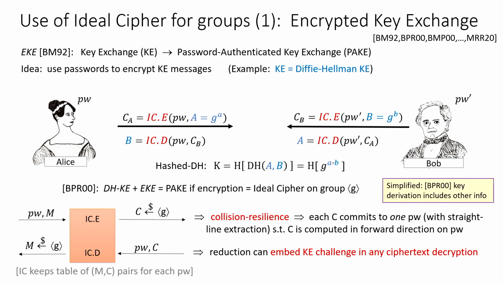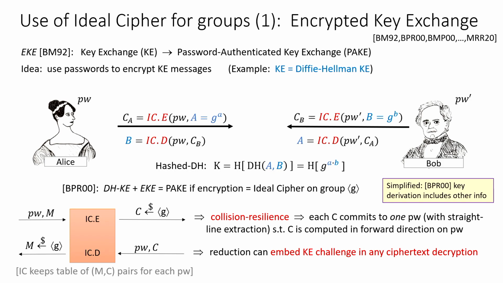Recall an ideal cipher is this box in the sky. We call keys passwords because all these applications will use a password as a key. So you give a password and a message, and this box in the sky gives you a random ciphertext. In the opposite direction, you give a password and a ciphertext, and the box in the sky gives you a random plaintext. So why would this be great?